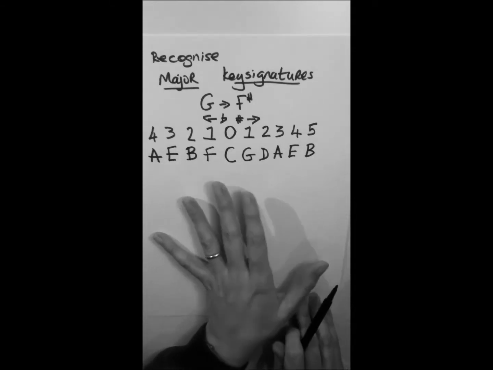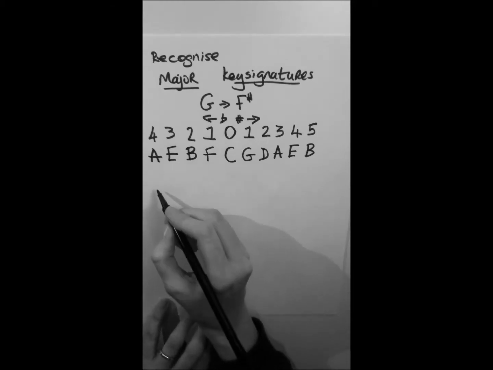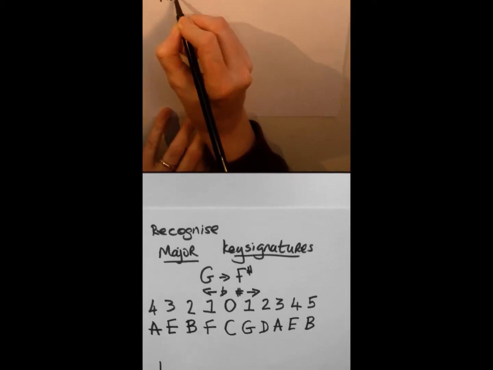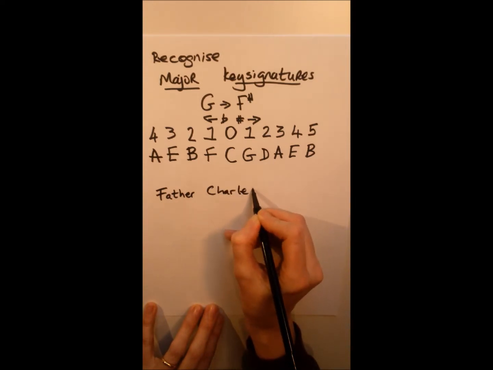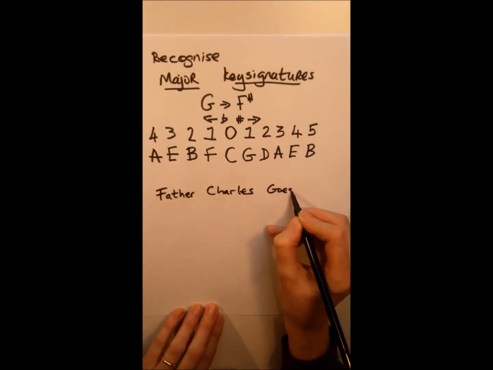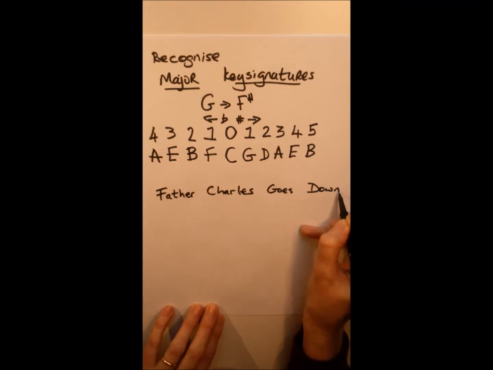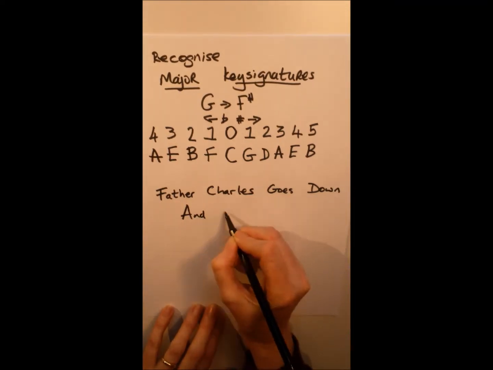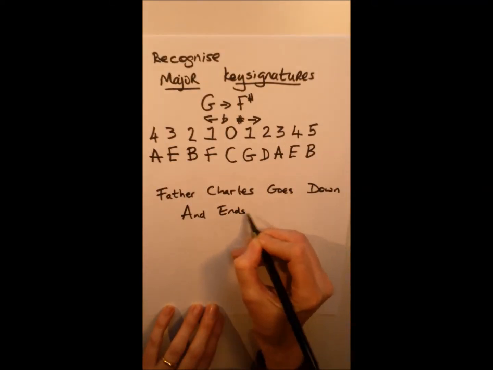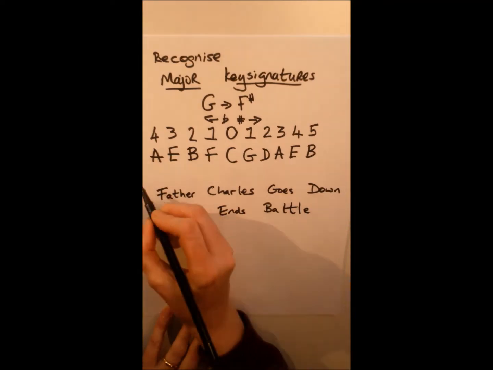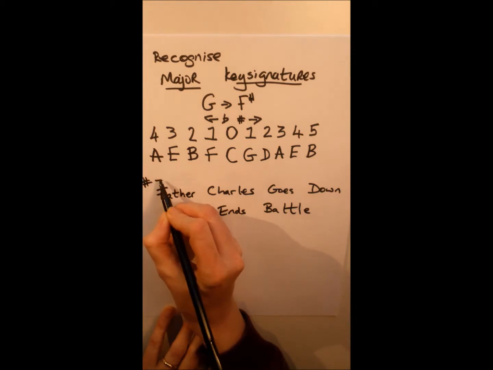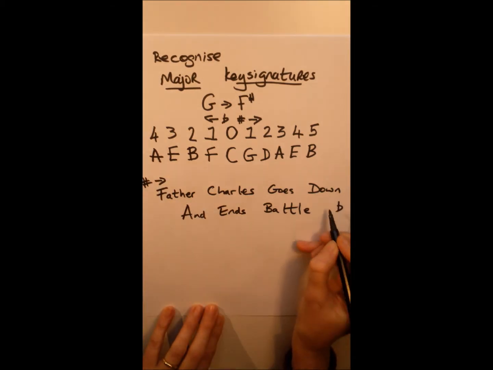Let's figure that out. I'm going to give you a sentence to help you remember the order of sharps. Father Charles goes down and ends battle. Now I've told you before, sharps always go up and flats always go down.